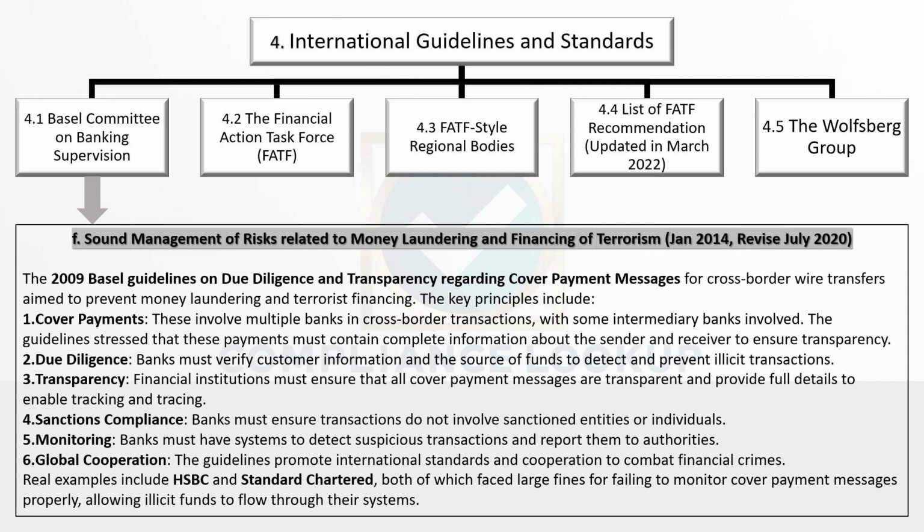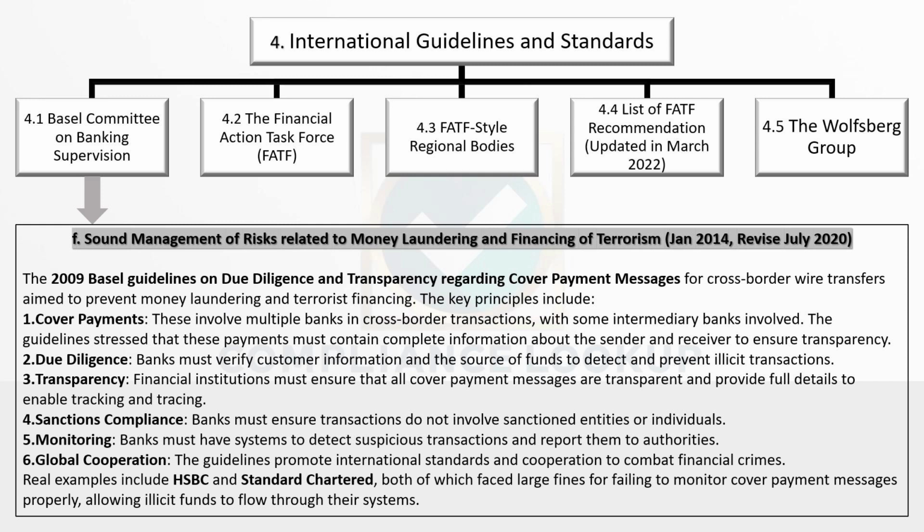Details: the guidelines require banks to ensure that, 1. Full customer details, name, account number, address, and other identifying information, are included in the payment message for both the originator and the recipient. 2. Intermediary banks should also transmit this information in a clear and transparent manner to ensure that all parties in the transaction have access to the same data.